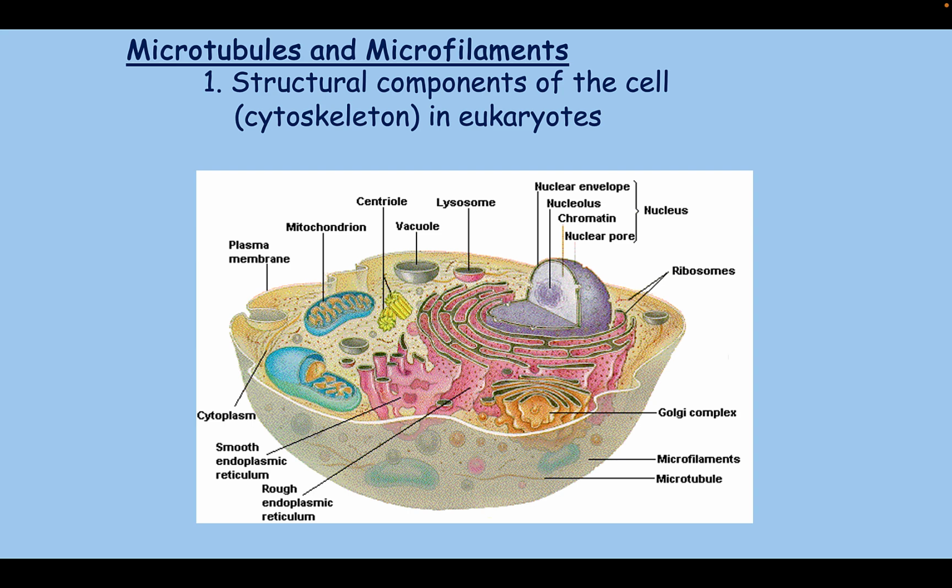So this cytoskeleton is made up of microtubules and microfilaments. And just like your skeleton forms a supporting structure, they form a supporting structure for the cell. And actually they can be arranged or rearranged so that they can sometimes change the cell shape.